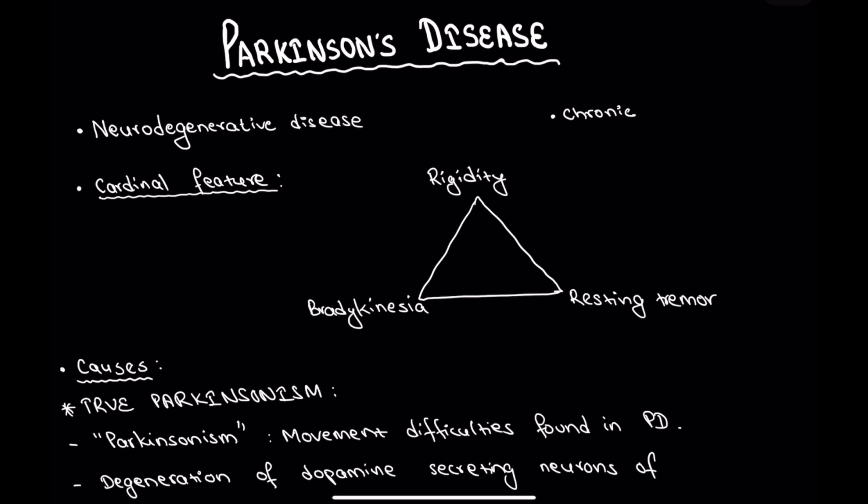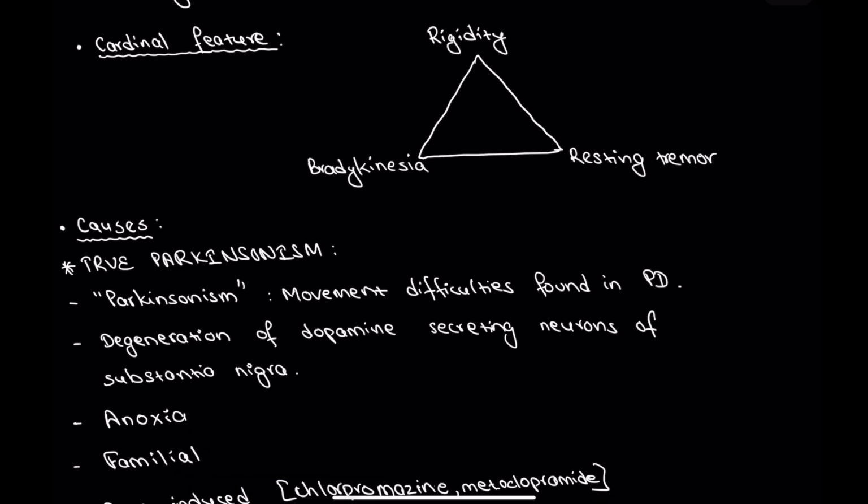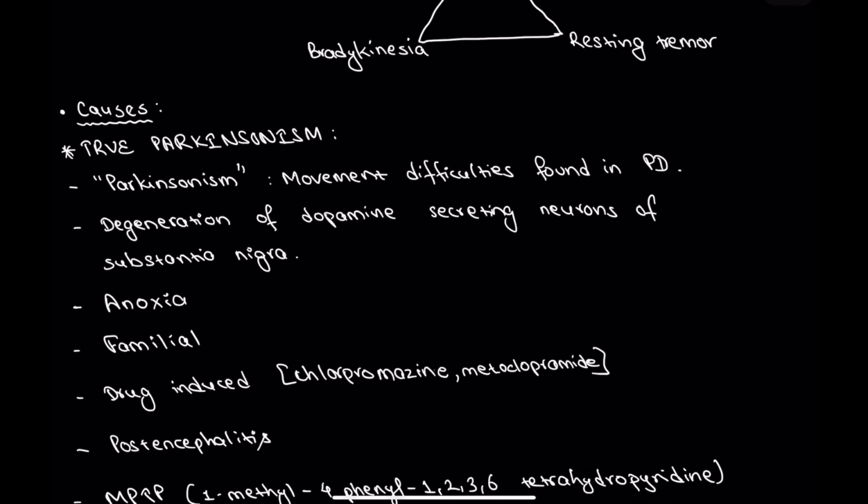Parkinson's disease is a chronic neurodegenerative disease. Its cardinal features are rigidity, bradykinesia, and resting tremor. The cause of Parkinsonism: here is the term true Parkinsonism. There is another term also, which is known as pseudo-Parkinsonism, which mimics the symptoms of Parkinson's disease. The causes of true Parkinsonism are: in Parkinson's disease, the movement difficulties are collectively known as Parkinsonism.